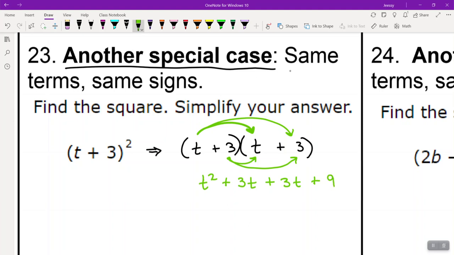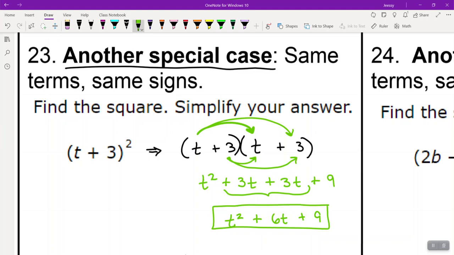Now, in this case, we have the same terms with the same signs. They're both positive signs, okay? So what happens to the middle? Do they cancel out? No, they don't, right? So your final answer is t squared plus 6t plus 9. Yes?